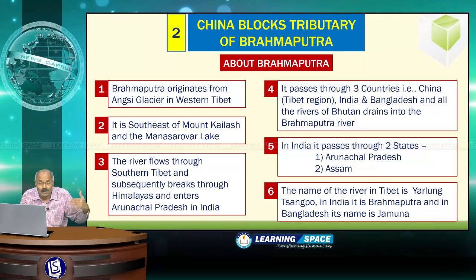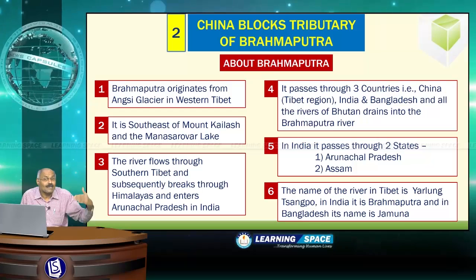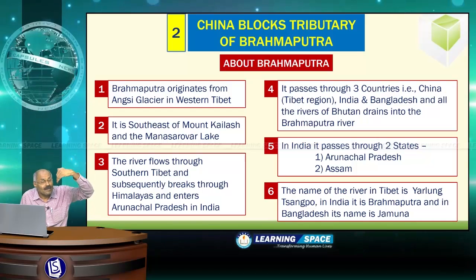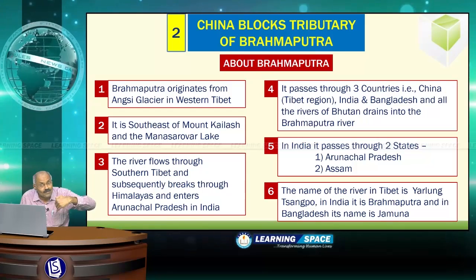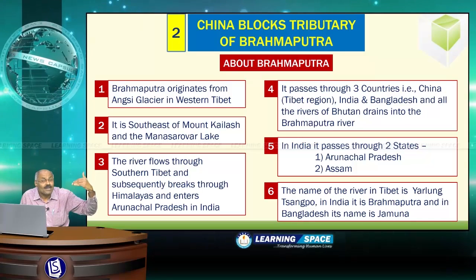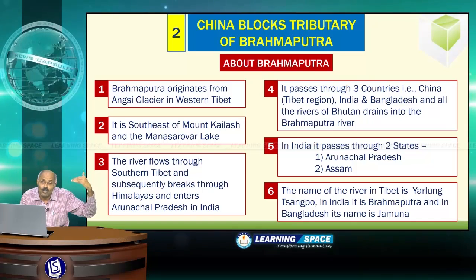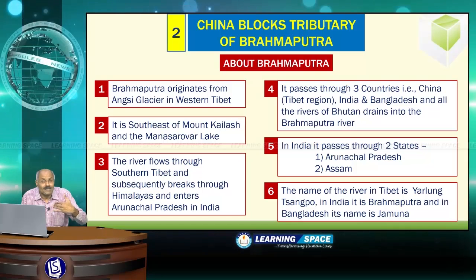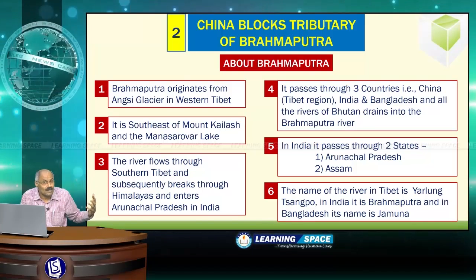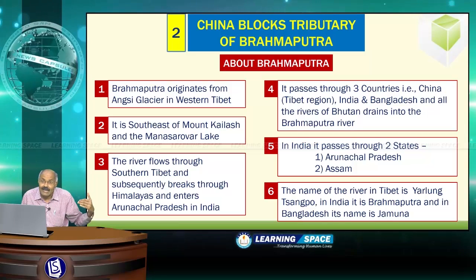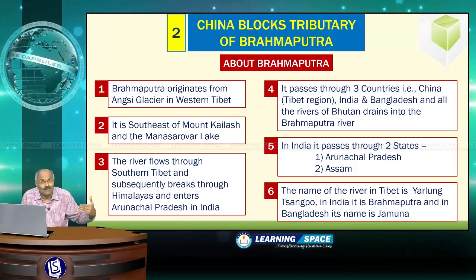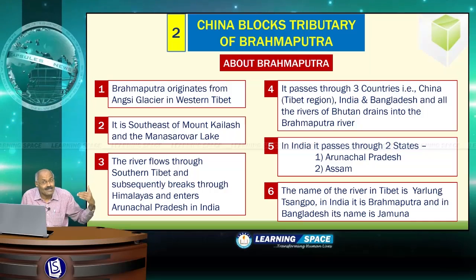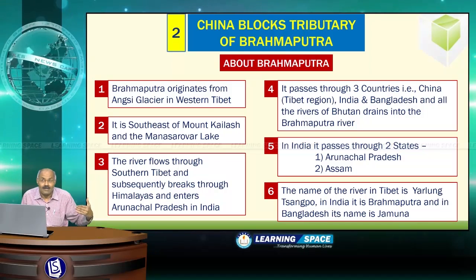And Brahmaputra main river passes through Tibet region, then India, then Bangladesh, and tributaries flowing through Bhutan merge into Brahmaputra, right? So this is all about the Brahmaputra river, and in India it passes through 2 states, that is Arunachal Pradesh and Assam. This is important point, right?